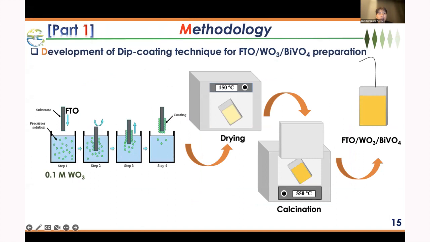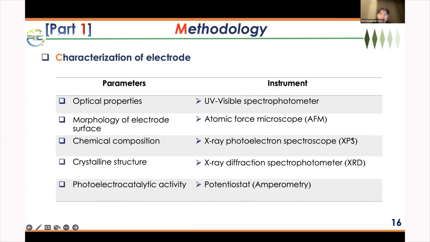And then the FTO substrate was dipped into the 0.1 molar tungsten oxide solution as the first layer and dried at 150 degrees Celsius for 5 minutes. After that, the FTO tungsten oxide was dipped into the 0.1 molar bismuth vanadate solution as the second layer and dried again. And finally, the FTO tungsten oxide bismuth vanadate was calcined at 550 degrees Celsius for 1 hour. We will get the FTO tungsten oxide bismuth vanadate for use. And next, the characterization study of the electrode surface.